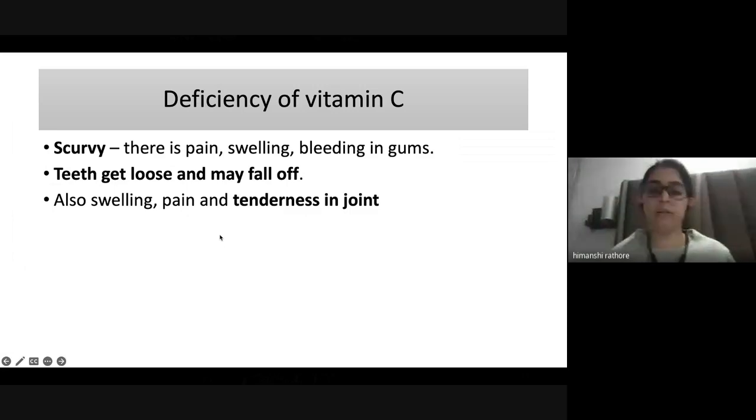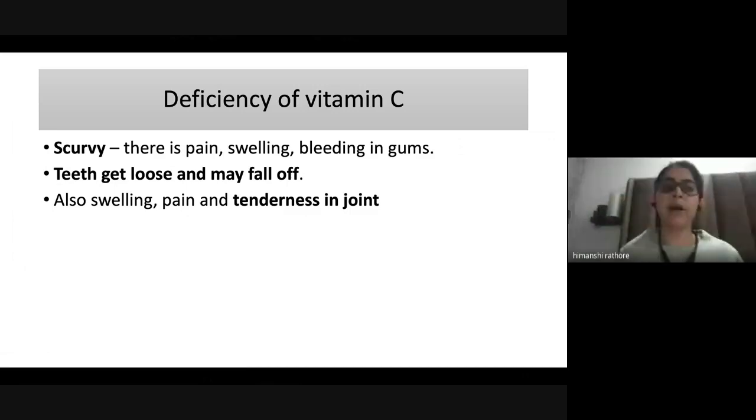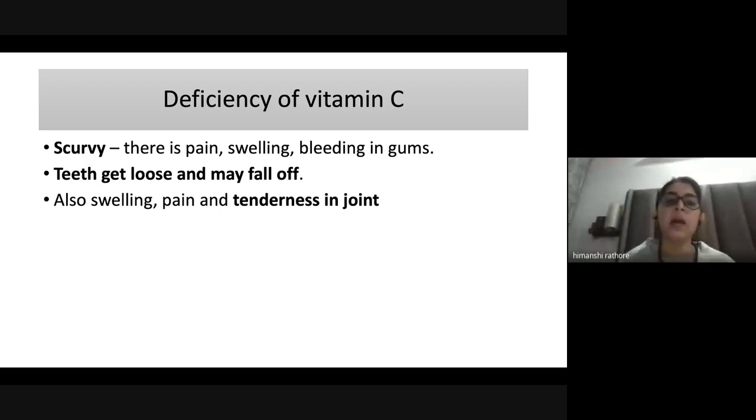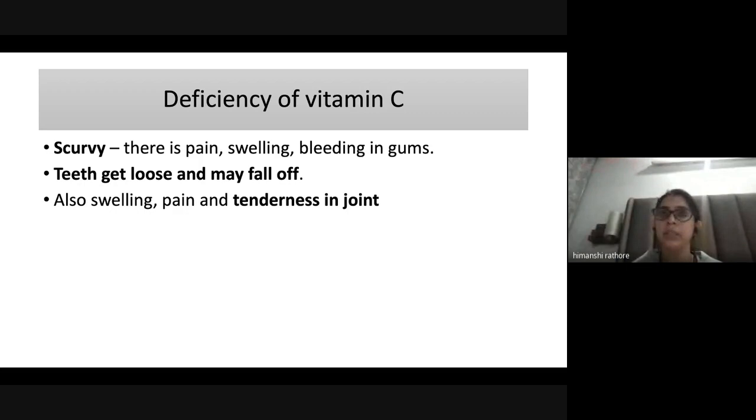So, as I discussed, vitamin C deficiency leads to a condition known as scurvy, and there is pain in your teeth, bleeding in your gums, and your teeth may fall out in a severe condition. Along with the teeth, there will be pain in the joints, like knee joints, elbow joints, and finger joints. So vitamin C is very important for your teeth, your bones, and your skin also.